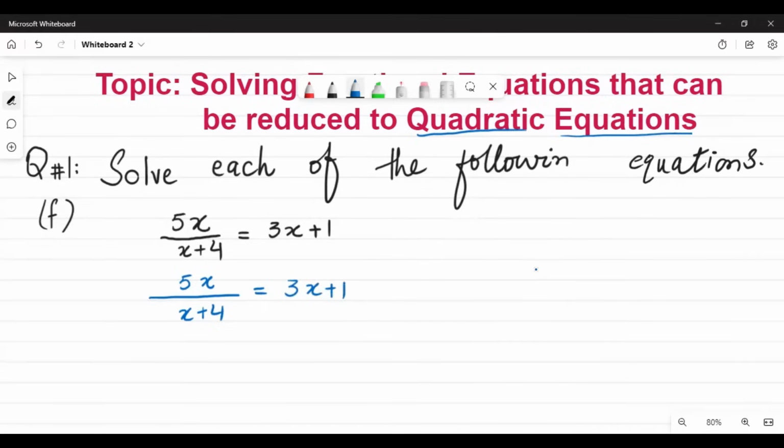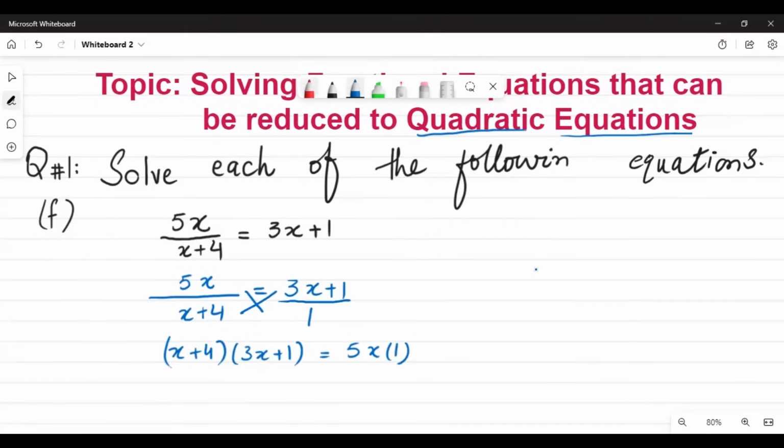I am solving this question by using cross multiplication. You can even solve these questions by making the denominators equal by taking the LCM, but I'm solving this by cross multiplication. Here one side is a fraction and one side is not, so I'm just writing the denominator 1 and doing the cross multiplication. It will be x plus 4 multiplied with 3x plus 1 is equal to 5x multiplied by 1.